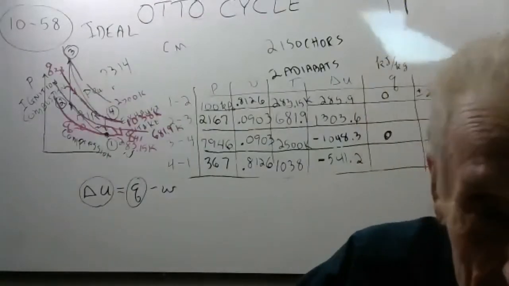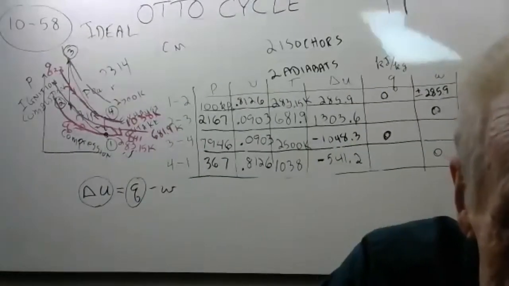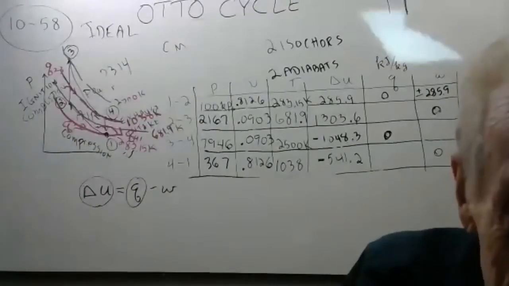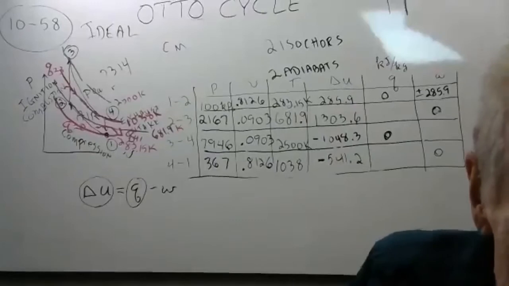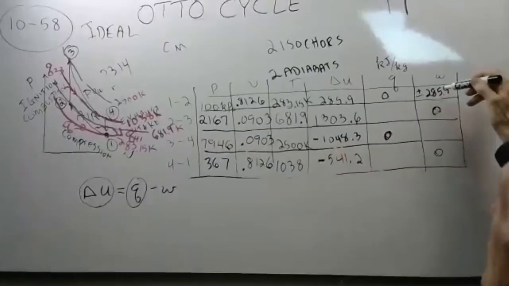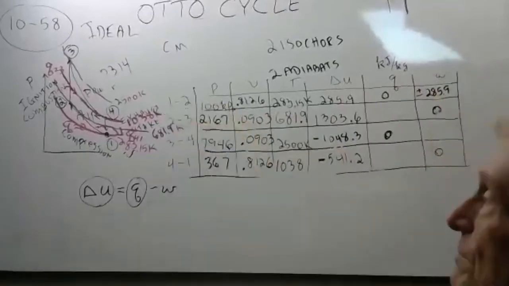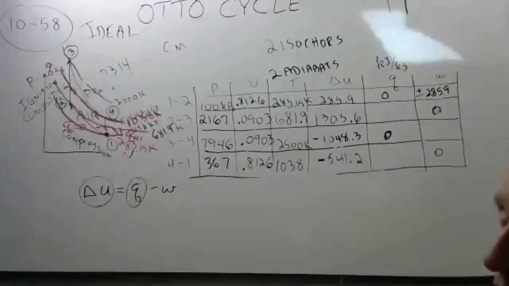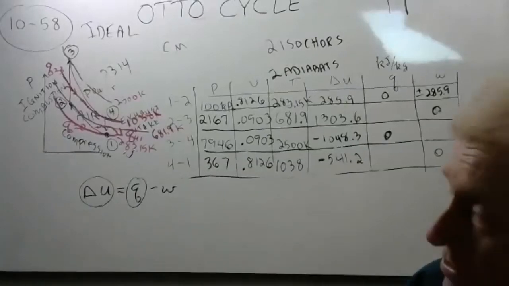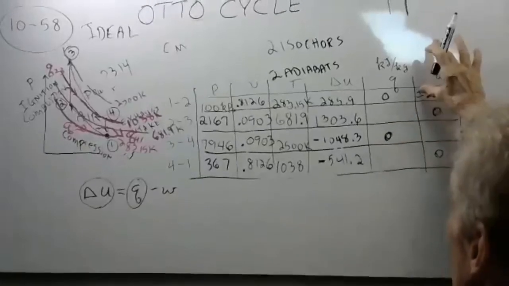And here, I'll pick on one of my wonderful students. I think we're back to Stuart. Stuart, I'm always picking on you. Stuart, is the work going from 1 to 2 positive or negative? You got a 50-50 chance, Stuart, of getting this right. Negative. It's negative.